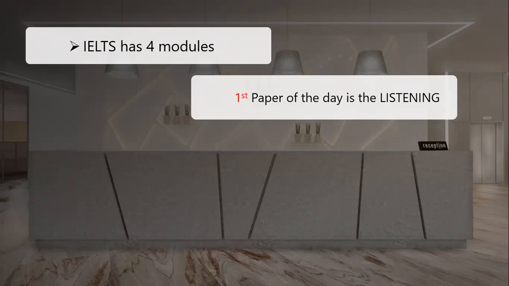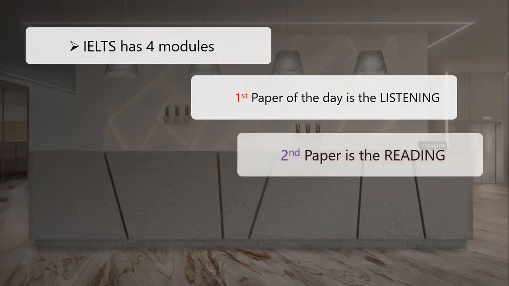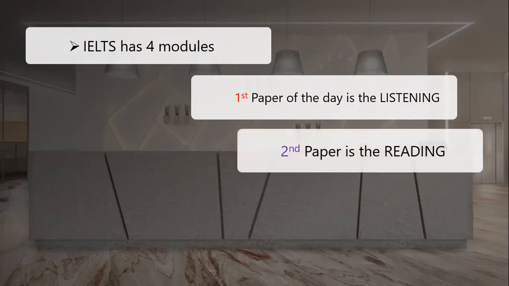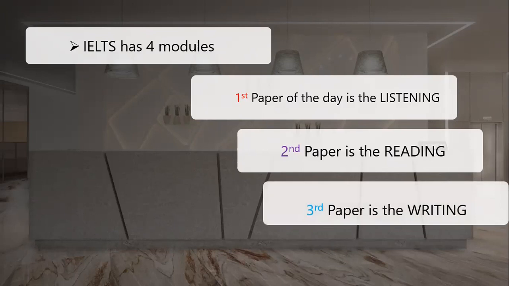After the listening, the second paper for the day is the reading. The reading paper comes next, immediately after the listening. Then after the reading, you do the writing paper last. So on exam day, listening comes first. After the listening, you do the reading. After the reading, the writing.